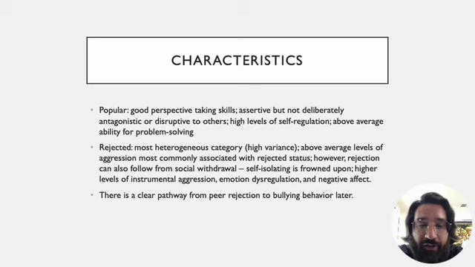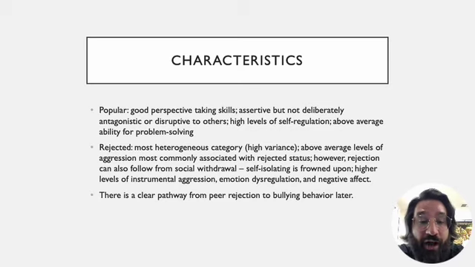So that's kind of the characteristics we associate with the popular category. With the rejected category, again, this is the most heterogeneous category, meaning there's the most variance in terms of perception. Above average levels of aggression are most commonly associated with rejected status. So really, really aggressive kids are generally not well liked, right? It's really not hard to understand why, right? The kids who are really, overly aggressive, pushing other kids around, really conflictual, sort of hostile at times, they're not going to be well liked by their peers for that reason.